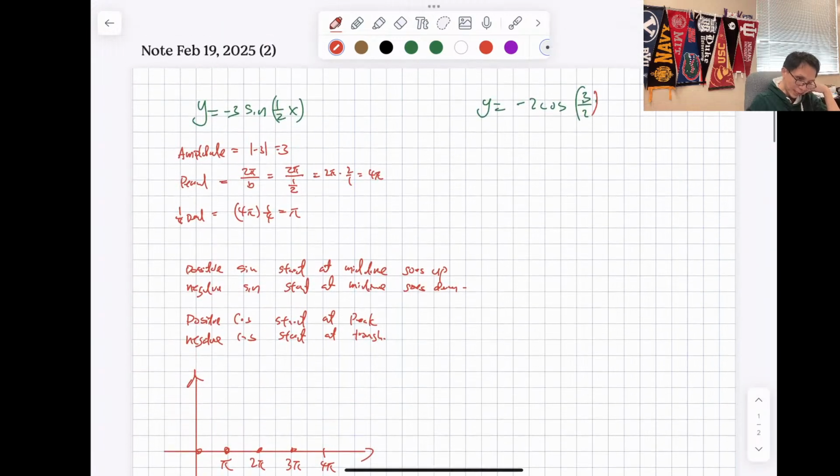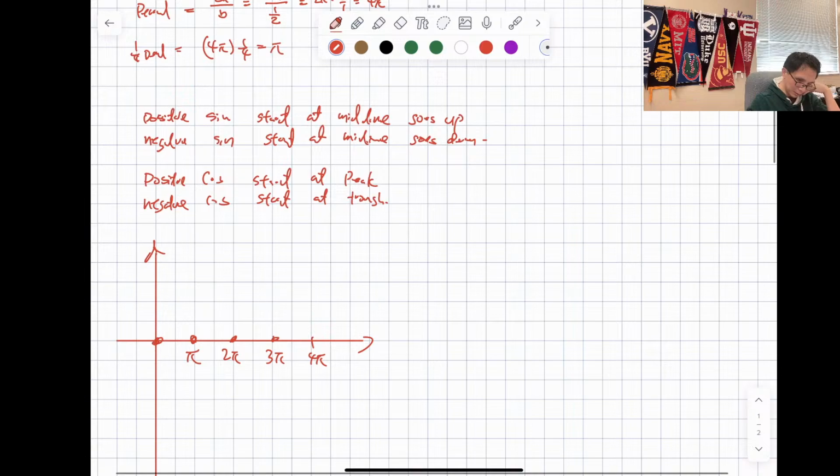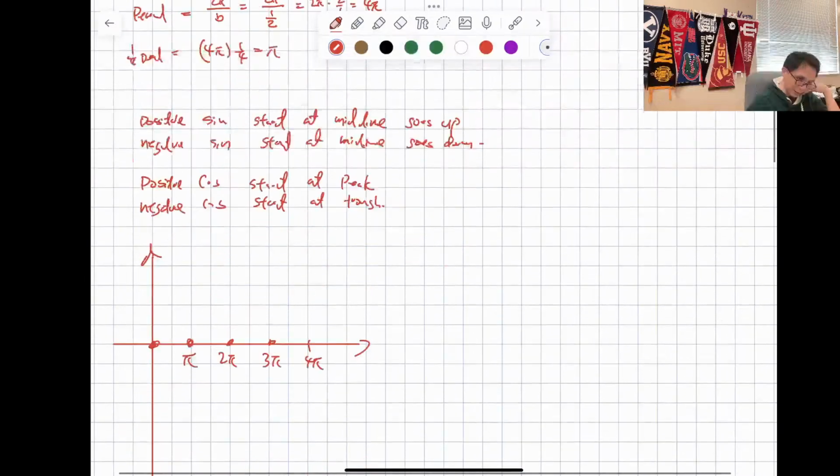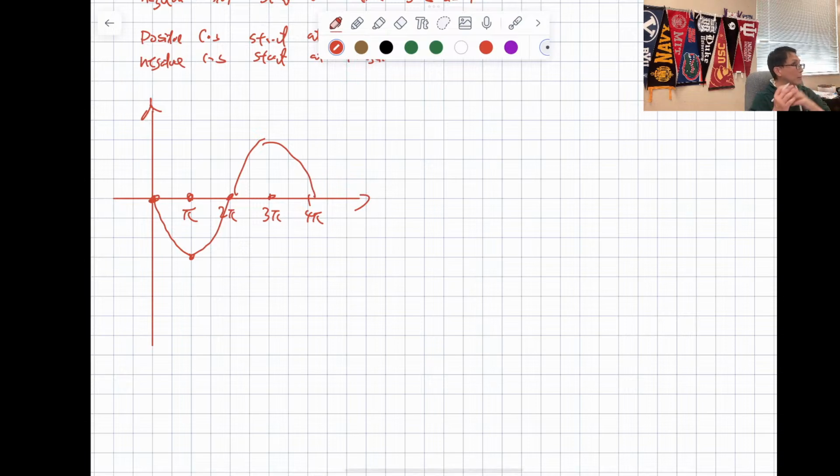Since it's negative 3 sine, it's a negative sine, so start at the middle and go down. Going down how many units? 3 units. So it's going to be like this, like this, like this, like this. That's one cycle. That's one period.